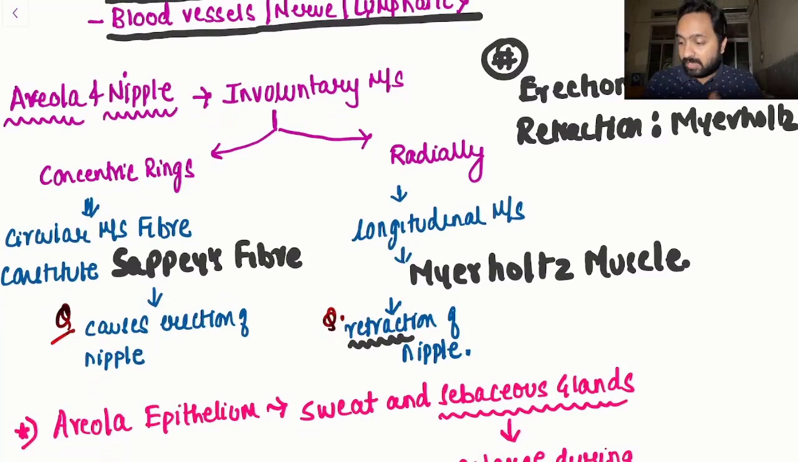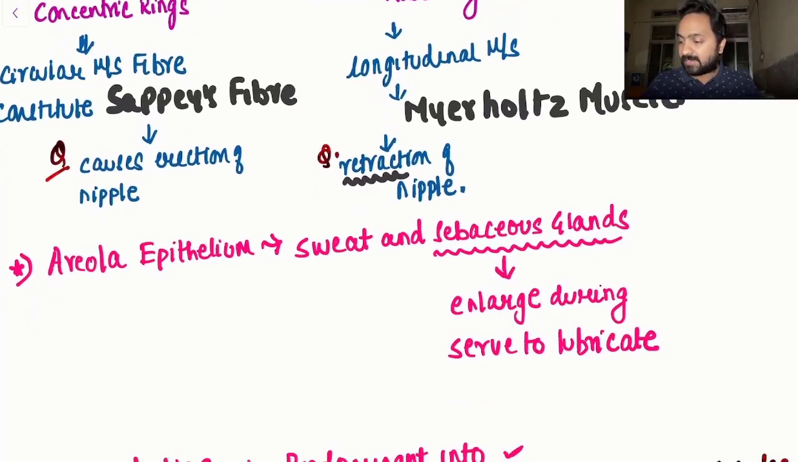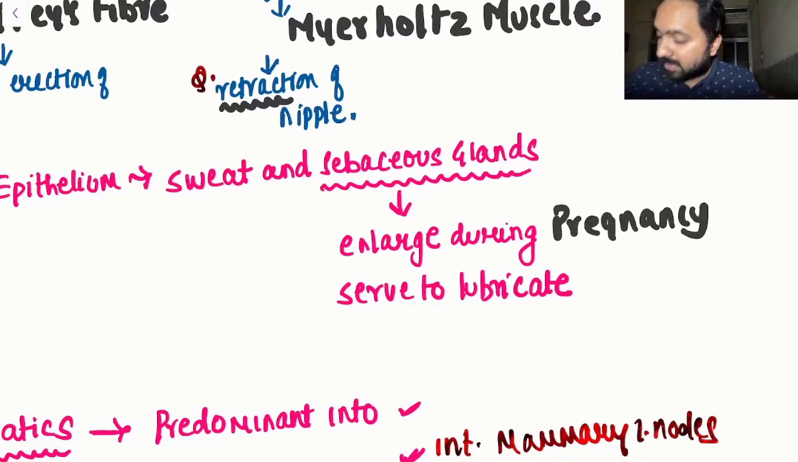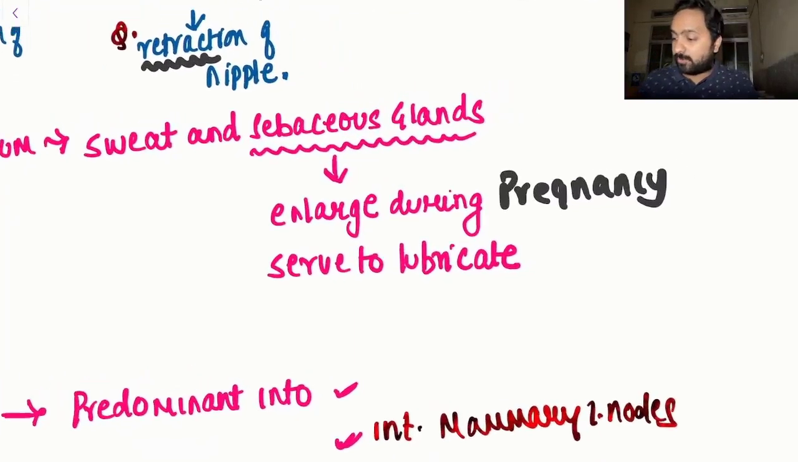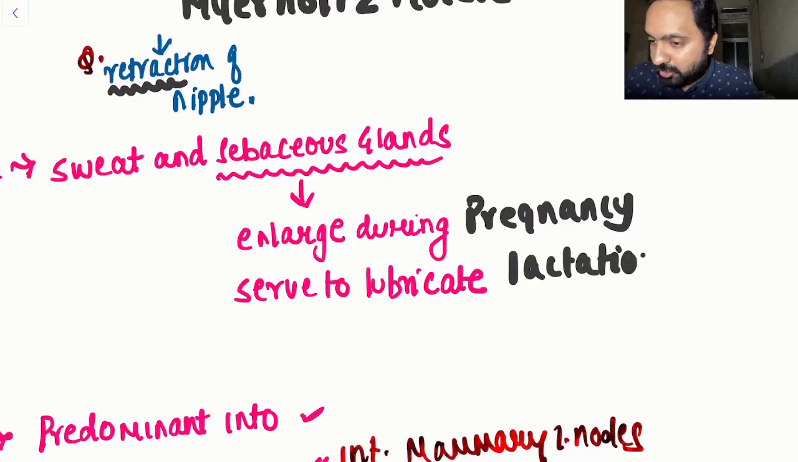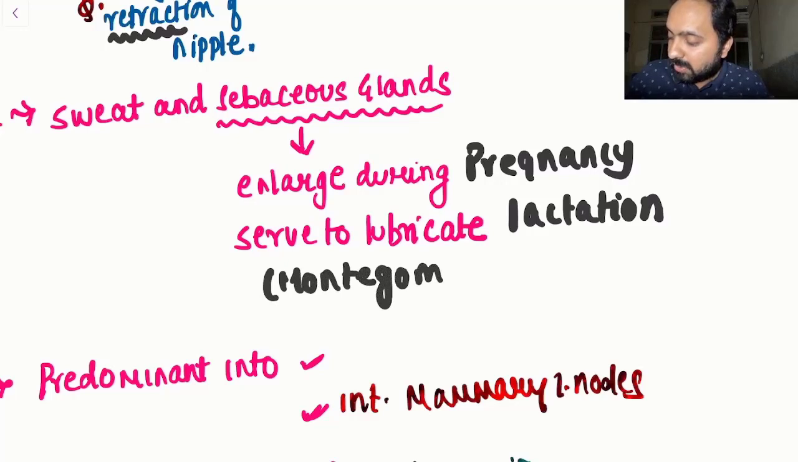Then regarding your areola and epithelium, this consists of your sweat and your sebaceous glands. Now these enlarge during pregnancy and they serve to lubricate during lactation, right, and these are your Montgomery tubercles.